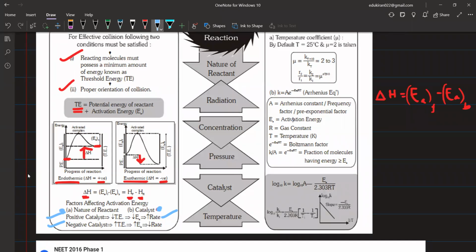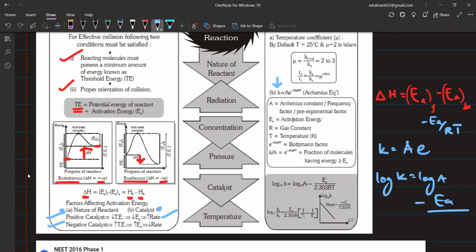Next, we have the temperature dependence of the rate constant. Rate constant temperature पे कैसे depend करता है? It is given by Arrhenius equation. And Arrhenius equation says that K is equal to A into e to the power minus EA upon RT. When you put log in both the sides, you will get log K is equal to log A minus EA upon 2.303 RT.